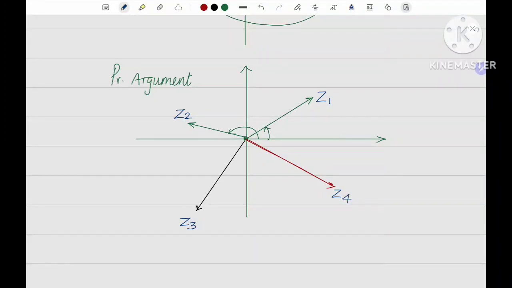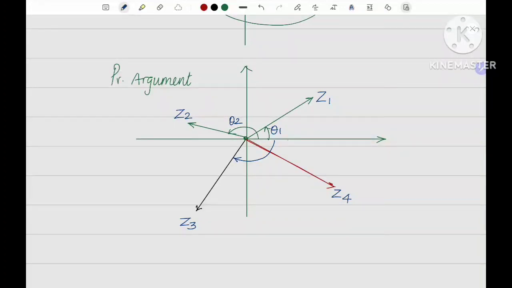So if I have to measure Z1 and Z2, then I will rotate the positive real axis in counterclockwise direction. So I will reach here, I will reach here. Let us say this is theta 1, this is theta 2. But if I have to measure the argument of Z3, then I will not measure in counterclockwise direction because I don't have to cross the real axis. So how will I measure? I will measure it in this way.